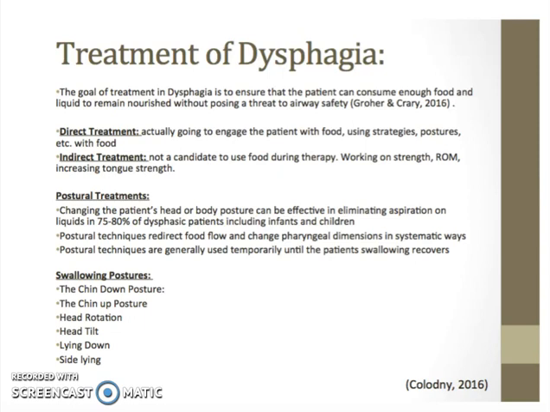So postural treatments include changing the patient's head or body posture, which can be effective in eliminating aspiration. Posturing techniques redirect food flow and change pharyngeal dimensions in systematic ways, and these are generally used temporarily. The postures include chin down, chin up, head rotation, head tilt, lying down, and side lying.